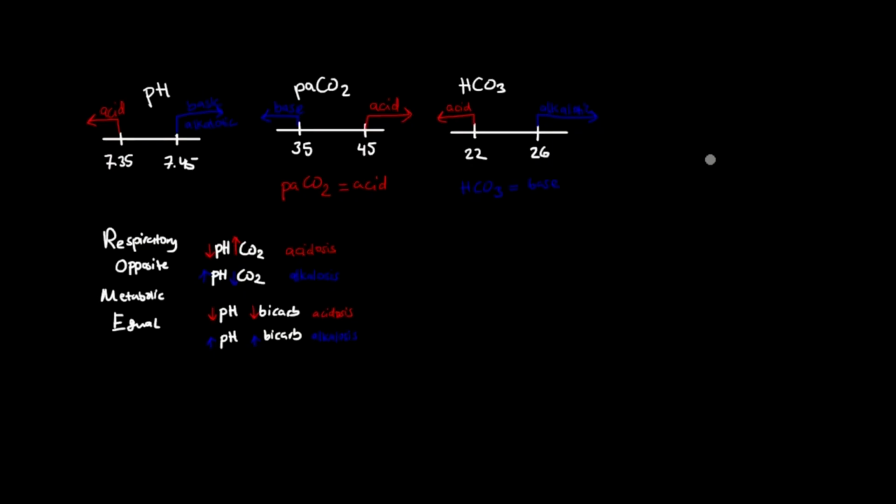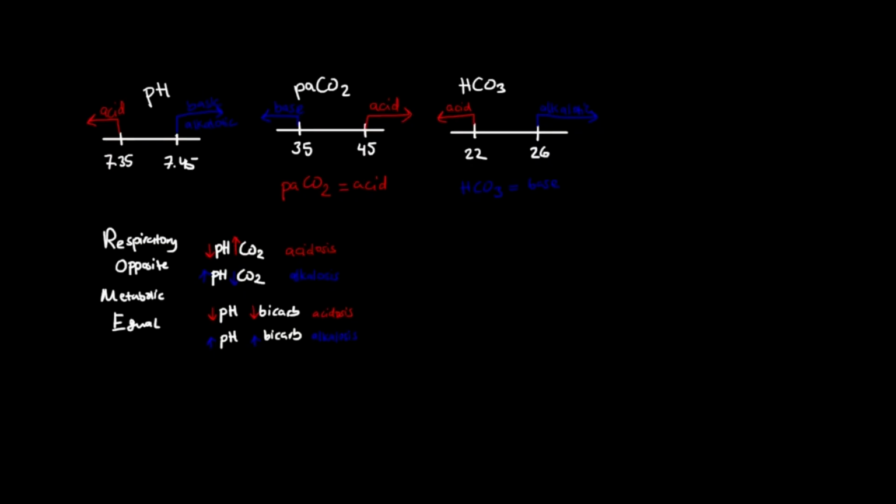The PaCO2, or the level of carbon dioxide within the blood, normally ranges between 35 and 45 millimeters of mercury. Think of carbon dioxide as an acid, so the more you have of it, the more acidotic the state is. The less you have of it, the more alkalotic, or the more basic, the state we're in. And then for the bicarb, think of bicarb as a base, so the more you have of it, the more alkalotic the state we're going to be in.